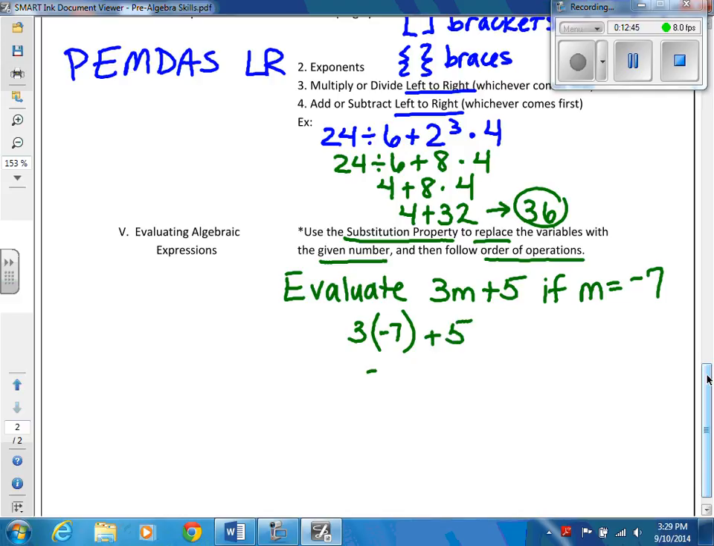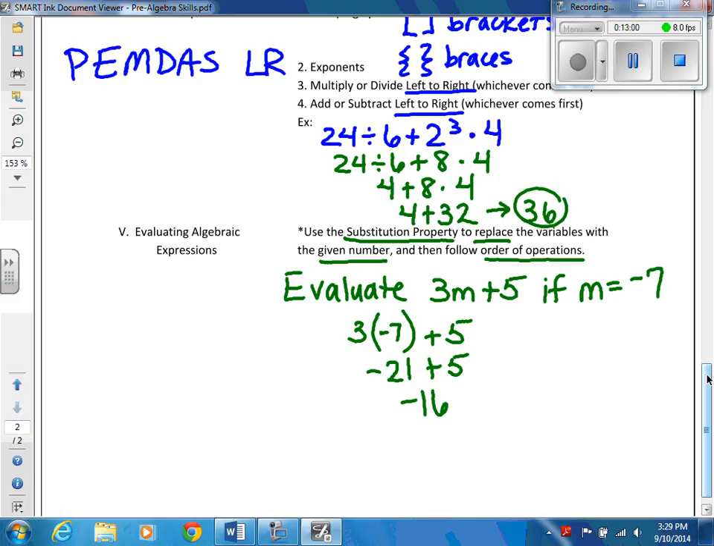So multiplying comes first. That's -21 plus 5. You have two different signs. You're going to subtract your numbers. 21 take away 5 is 16. Because 21 is bigger, your 16 is going to be a negative answer. So the answer comes out being -16.